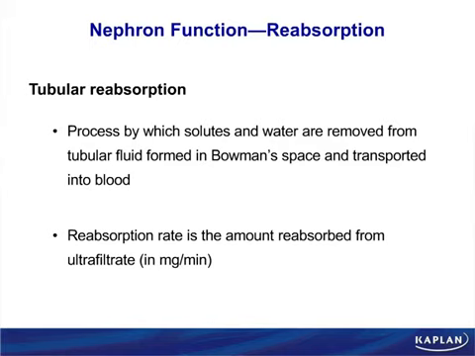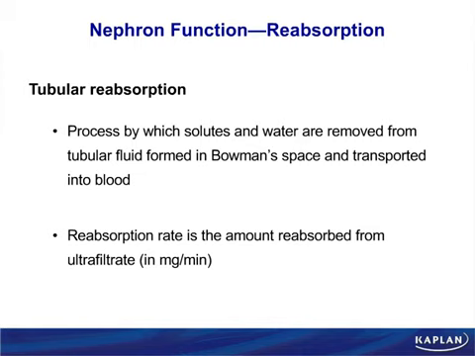Reabsorption is a process by which solutes and water are removed from the ultrafiltrate that was formed in Bowman's space and transported back into the plasma. This is a process by which solutes are taken out of the ultrafiltrate in the tubule and placed into the plasma in the peritubular capillaries. Reabsorption occurs at a certain rate. Everything in renal physiology occurs at a rate just like reabsorption.